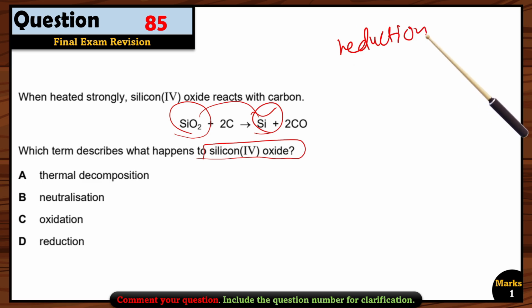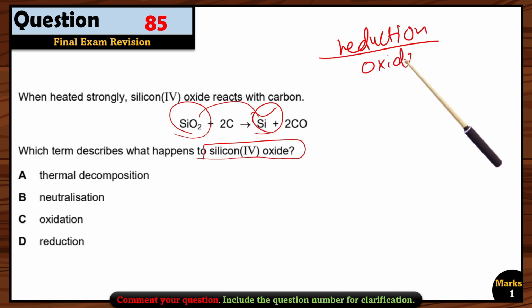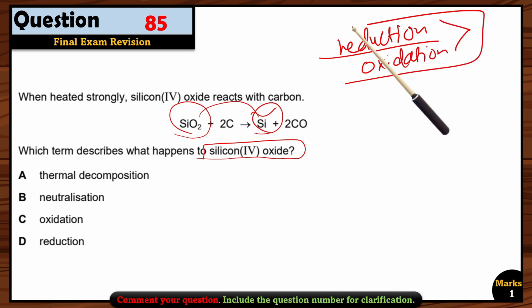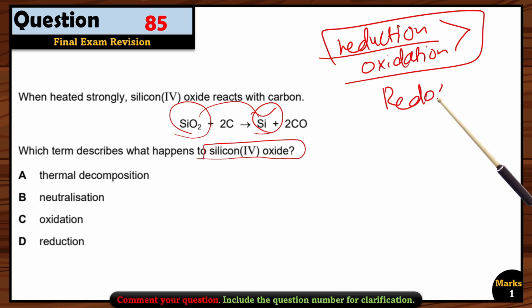There are two types of reaction. One is reduction and the other one is oxidation. If they both take place in one reaction, such a reaction is called a redox reaction. Redox reactions are those reactions in which reduction and oxidation take place simultaneously.